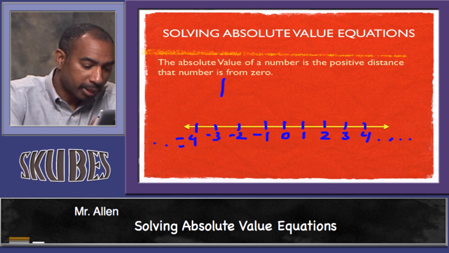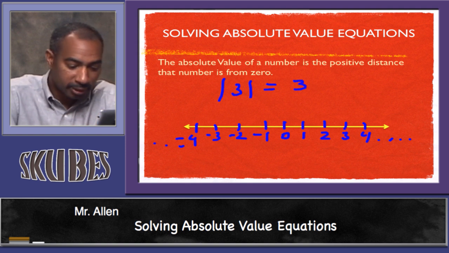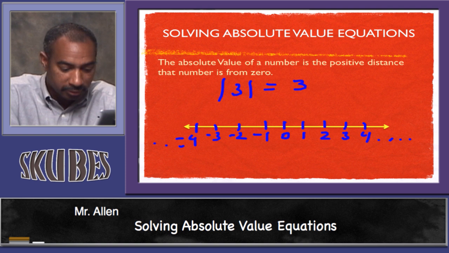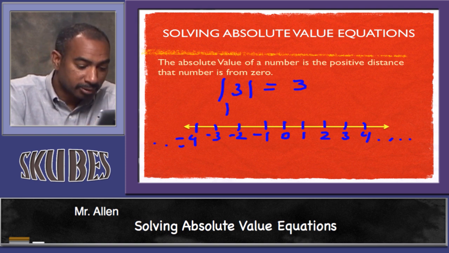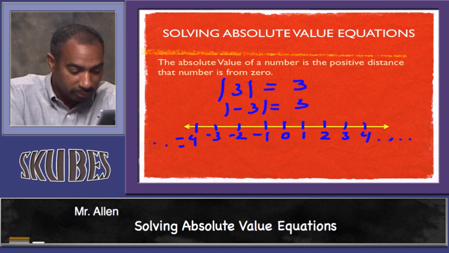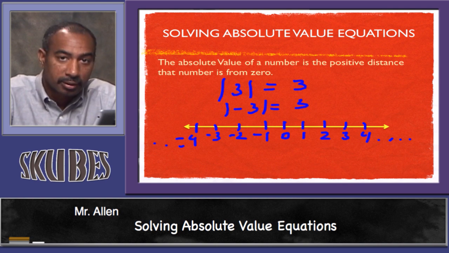We use a symbol for absolute value. So let's say the absolute value of 3 equals 3, because we're saying the distance from 3 back to 0 is 1, 2, 3. And likewise, the absolute value of negative 3 is still 3, because from negative 3, if I count all the way back to 0, it's going to be a distance of 3.